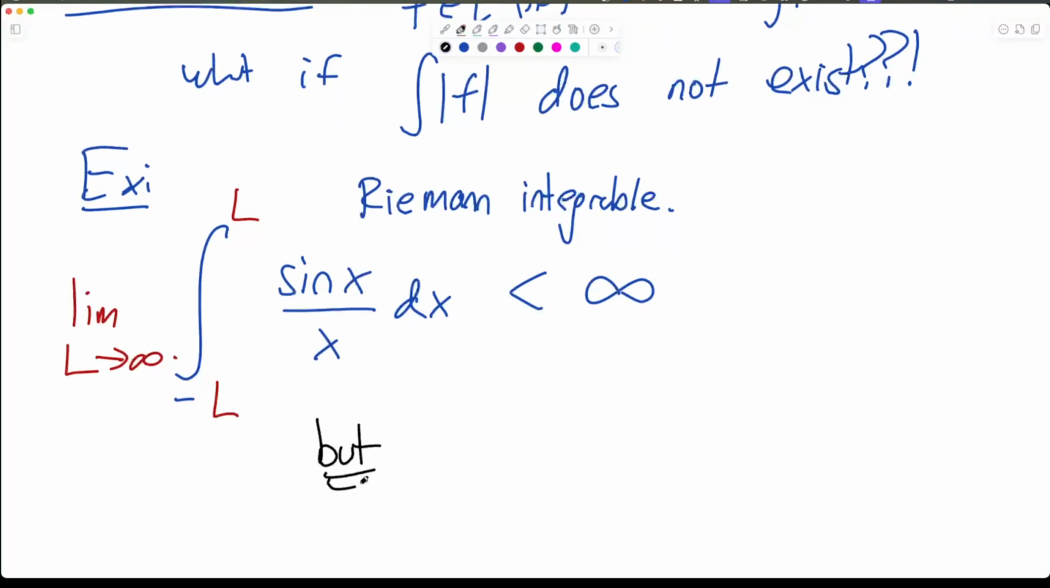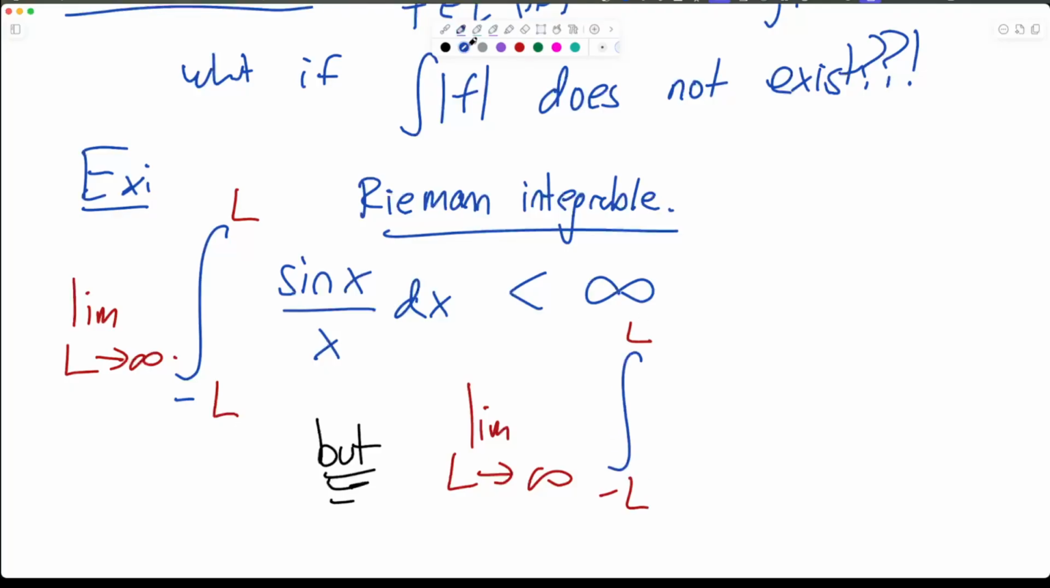But, once again, let me write it as a big limit to make it clear what's going on. So for Riemann, from minus L to L, if you take the absolute value, let's make the absolute value purple, of sine of x over x dx, that is actually infinity. So in Riemann land, the thing we're about to do doesn't work.